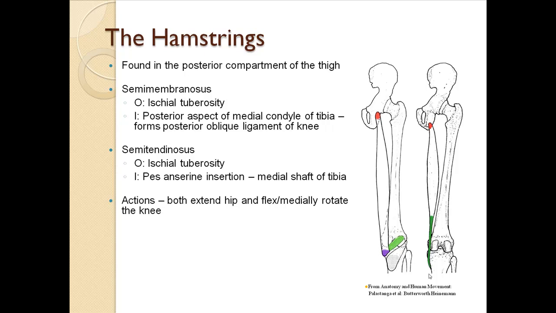The action of these two muscles together is to flex the knee, to medially rotate the flexed knee, and to produce extension at the hip joint. They are both supplied via the tibial division of the sciatic nerve, L5, S1 and S2.